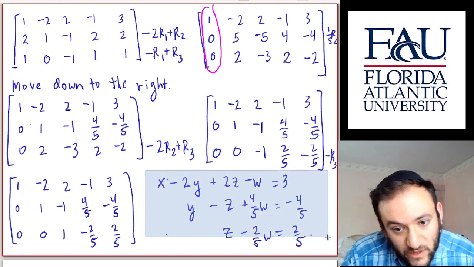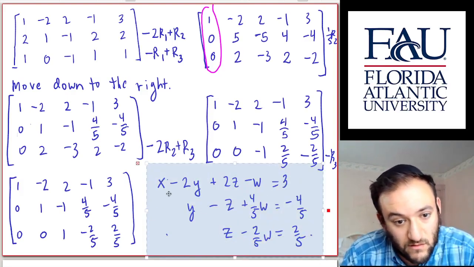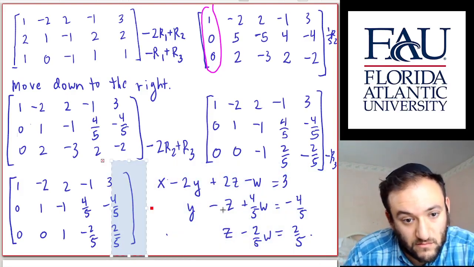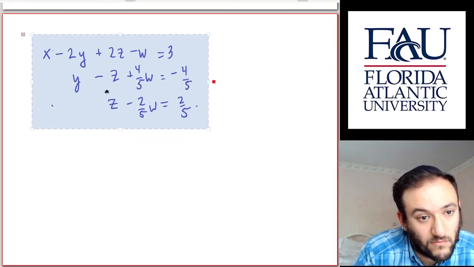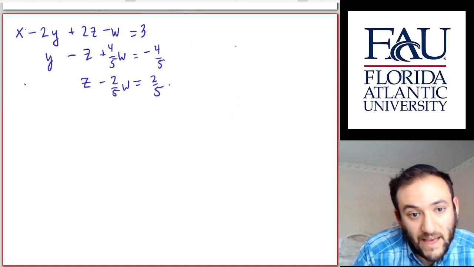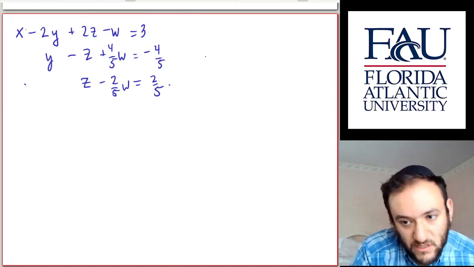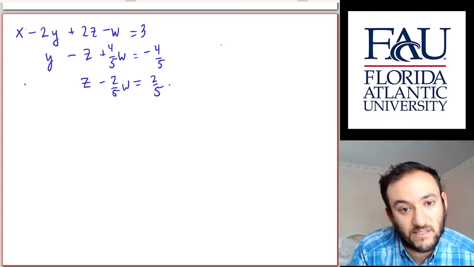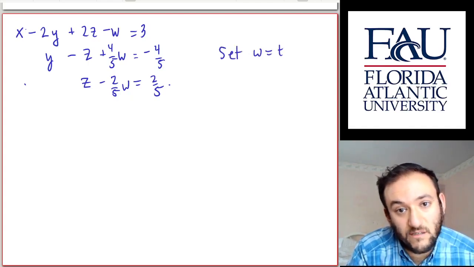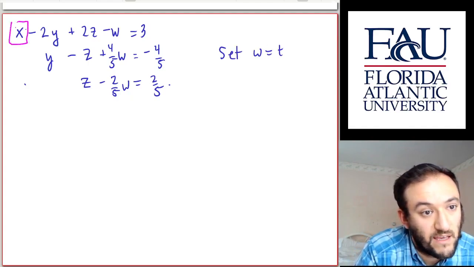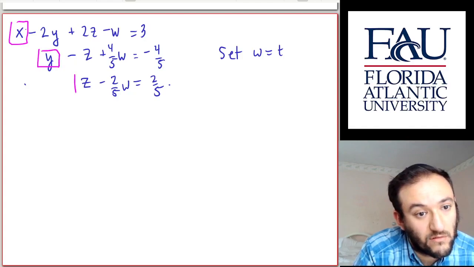Okay? And taking this system of equations, I can set w as our parameter, so I'm going to take it to be t just so we have some consistency there. Right? Because all of these are the leading variables. x, y, and z are our leading variables, and w is a free variable.